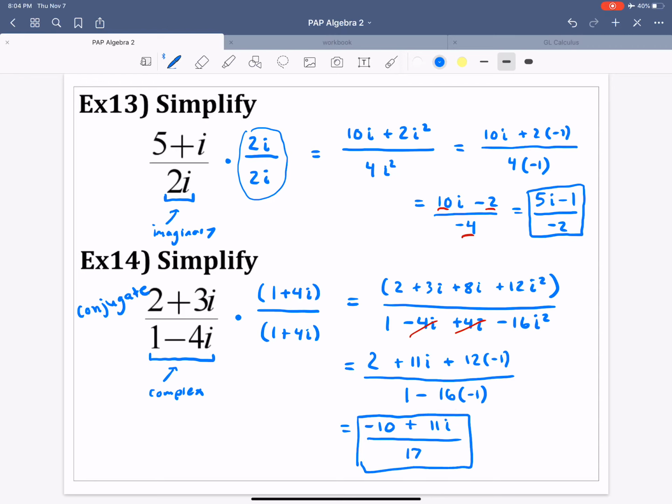Final answer. Again, look at your denominator. If you have a complex number, meaning a real part and an imaginary part, you multiply by what's called the conjugate, which is just the denominator. Only difference is we change the sign. And then you just simplify it like we've been practicing.